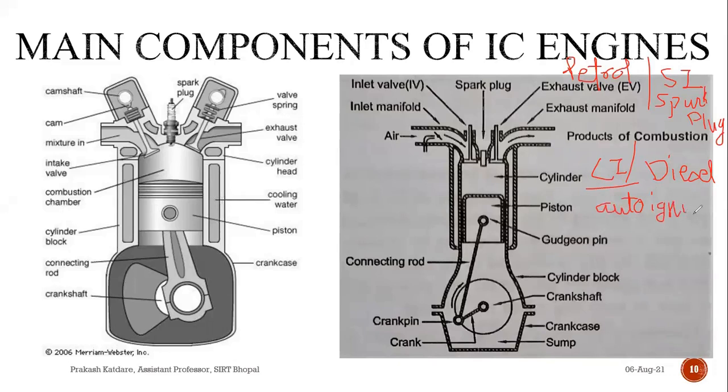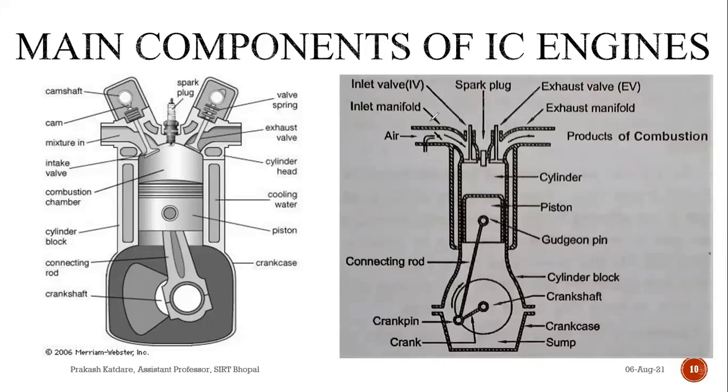That is, the engine is designed in such a way that during compression, the temperature produced is very high, which is sufficient to burn the fuel there. So combustion is taking place because of auto ignition in CI engine, while in SI engine, we have to initiate combustion with the help of spark plug. So today we will be seeing the main components of IC engine. What are the main components which need to perform very efficiently so that a desired power output can be obtained?